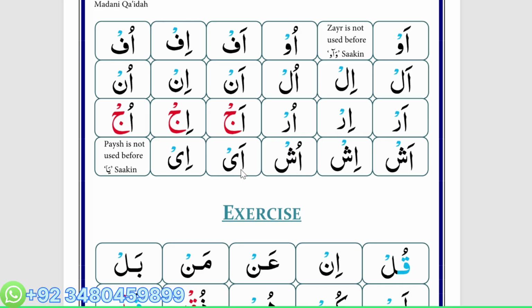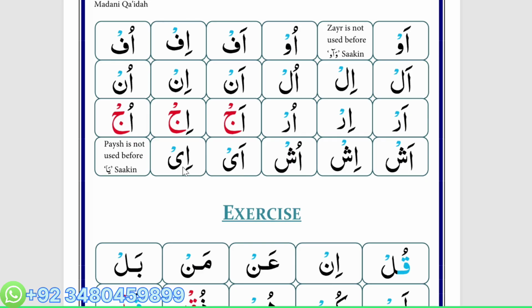Hamza Ya zabar ai. As we have learned, if zabar comes before Ya sakina, then Ya will be converted into Ya lean, and lean letters are pronounced without stretching, without sudden pausing. So you will pronounce like ai in this way, without stretching. This is wrong, and this is also wrong.